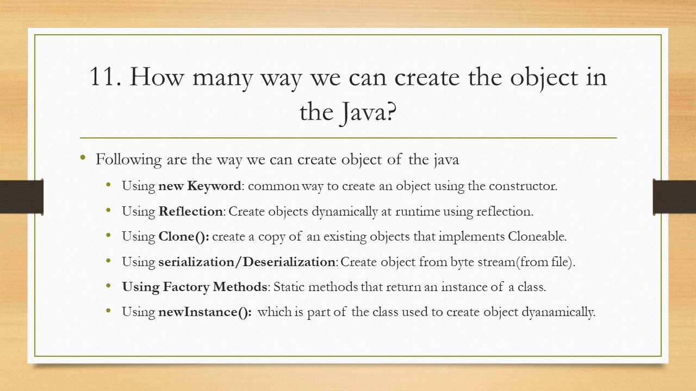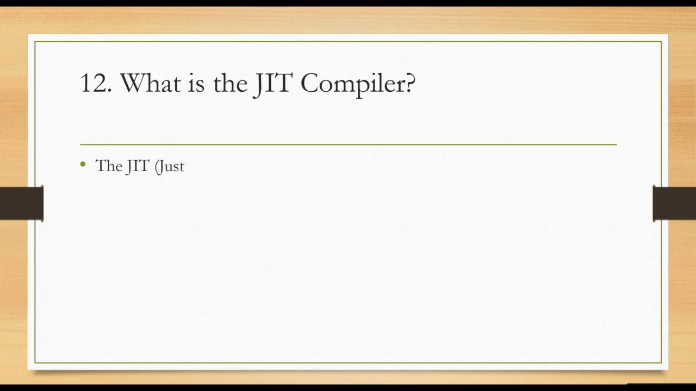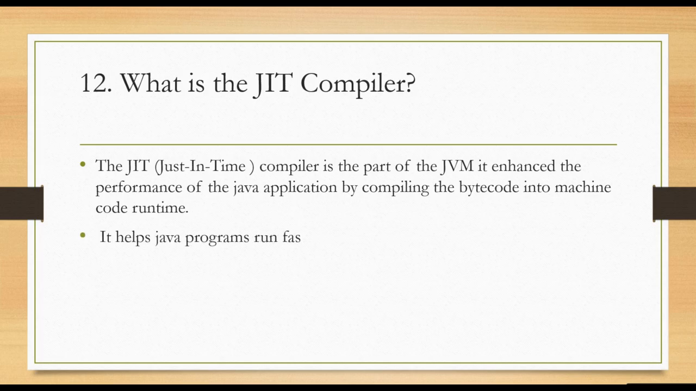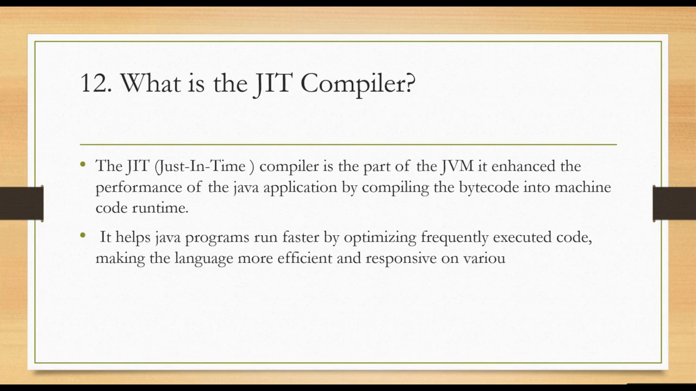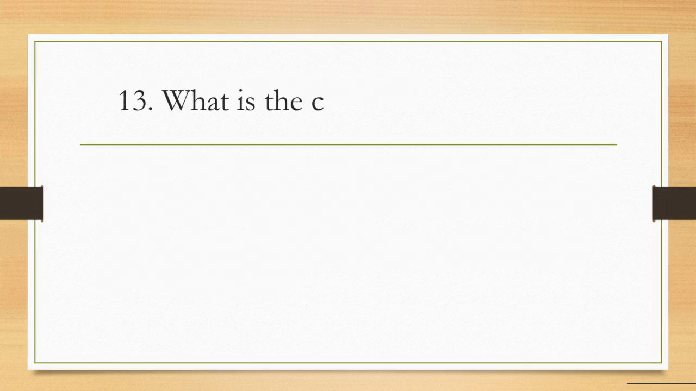So next question we will see what is the JIT compiler. The JIT, just-in-time compiler, is a part of JVM. It enhances the performance of Java applications by compiling the bytecode into machine code at runtime. It helps Java programs run faster by optimizing frequently executed code, making the language more efficient and responsive on various hardware platforms.